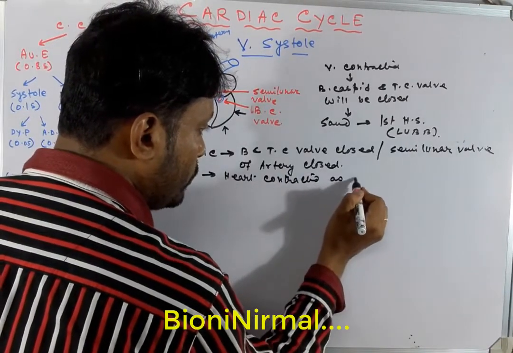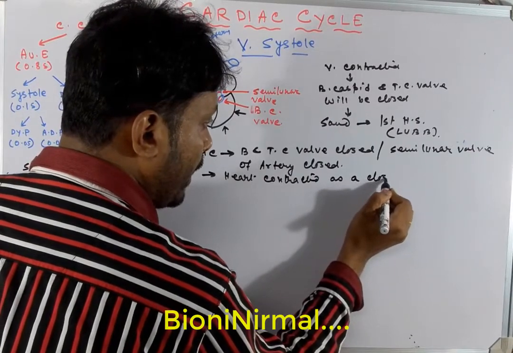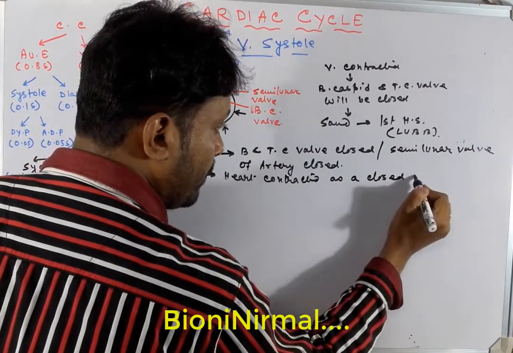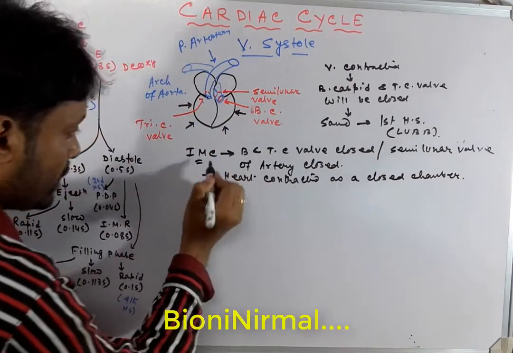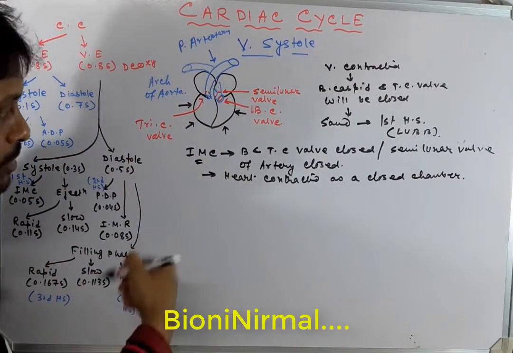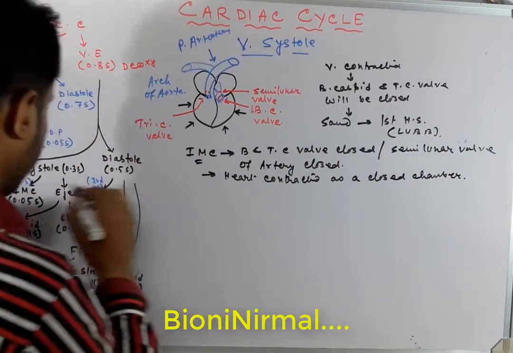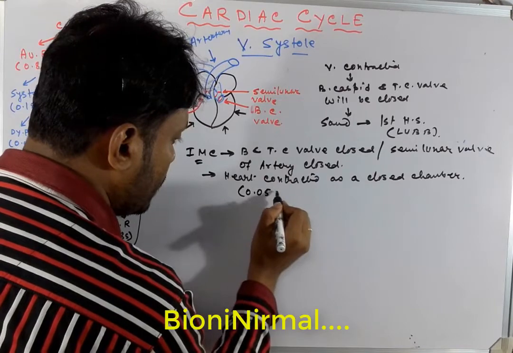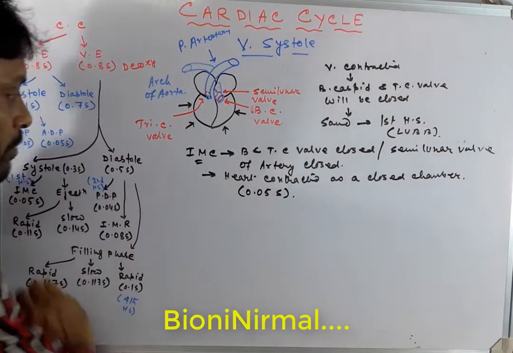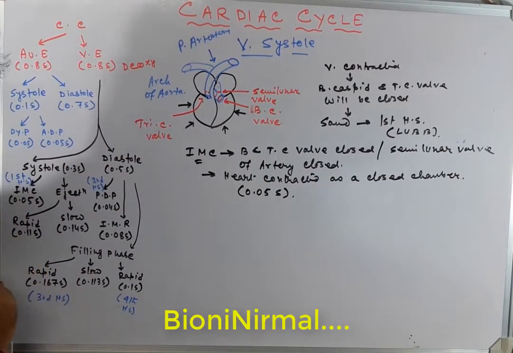So the heart contracts as a closed chamber, and this is called isometric muscle contraction. This contraction as a closed chamber will take 0.05 second.